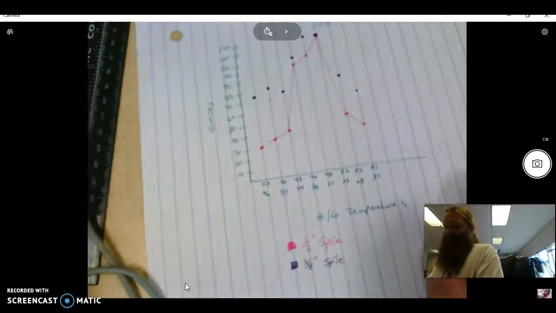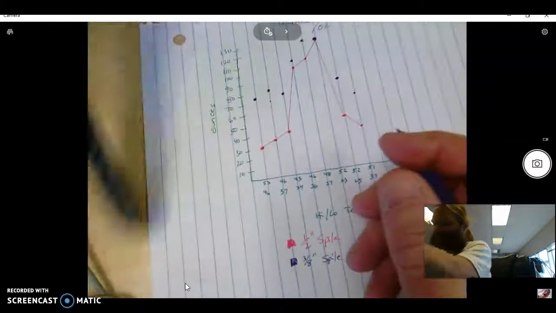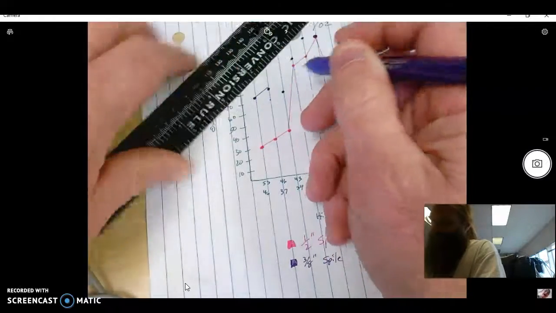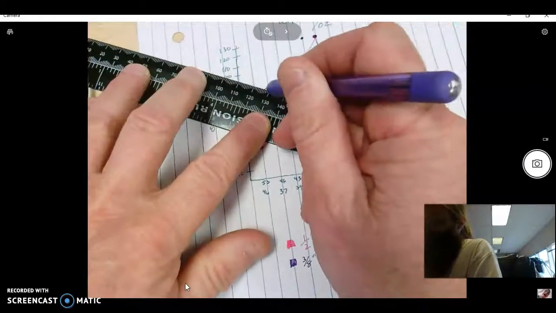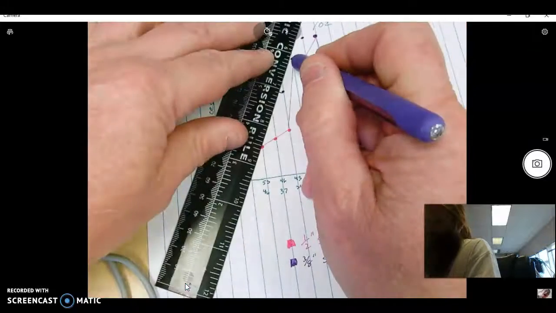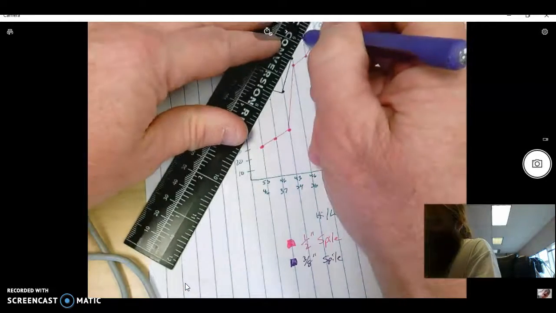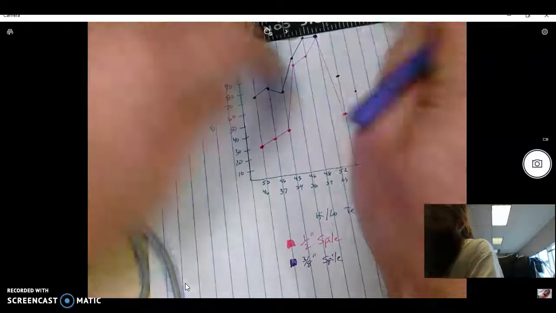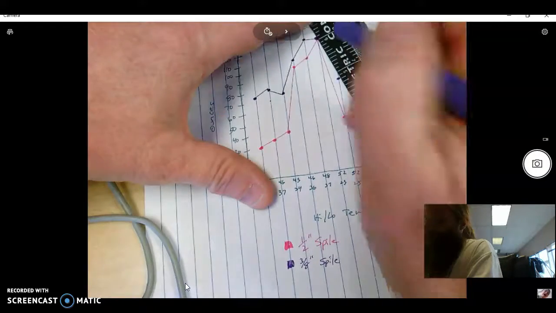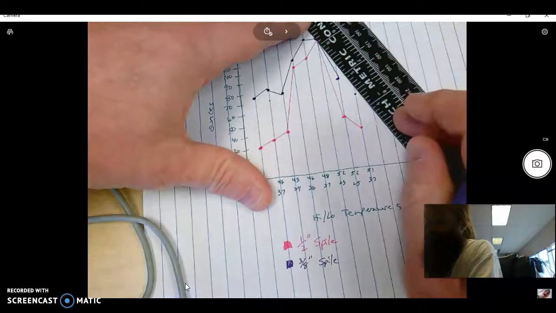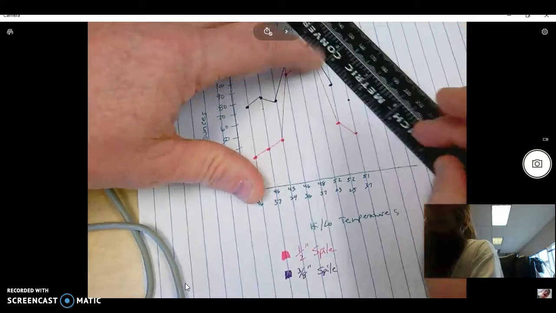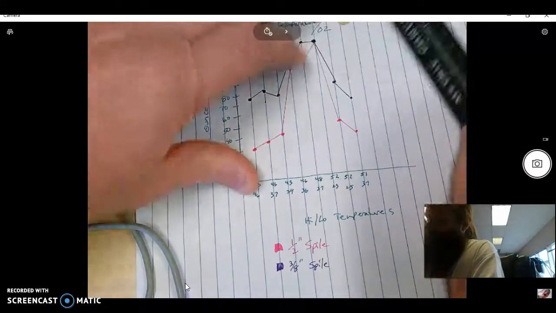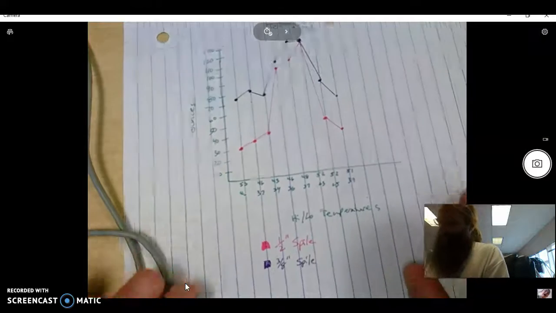Let's see what that one looks like. So you take your ruler. You're going to connect your dots to make your line. And they meet there. There's a meeting point. And there's your line graph.